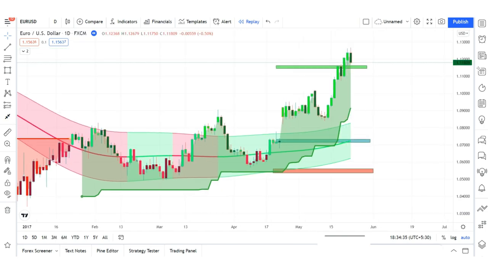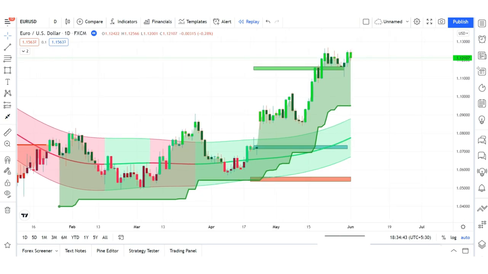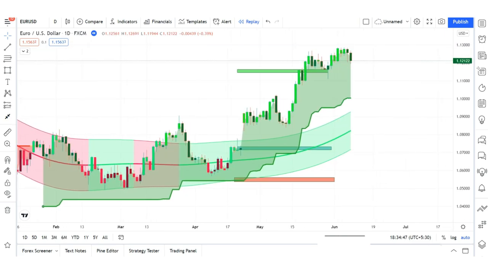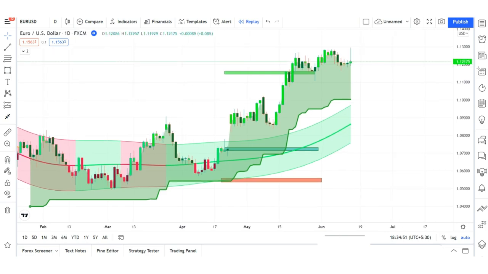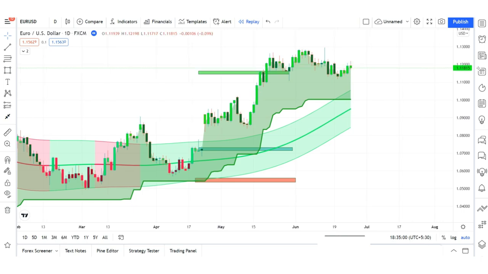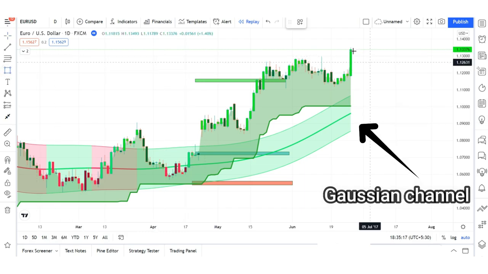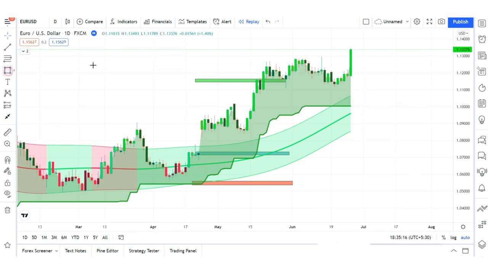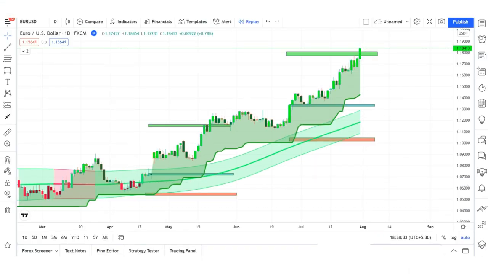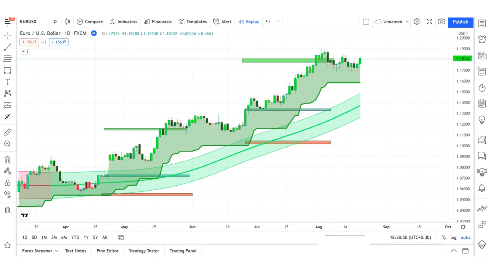We must remember one thing: we should never trade against the trend. So let's know in more detail. When the Super Trend is in an uptrend, the Gaussian channel baseline should be green in color. If both conditions are fulfilled, after that, if you see a U-turn like this on the chart, then you can execute your trade there.